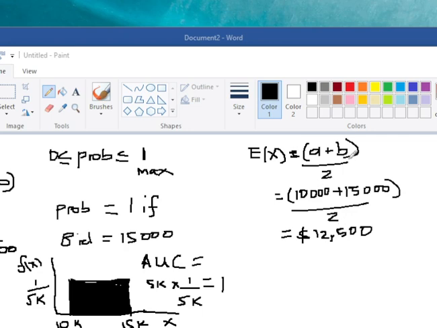12,500. A common mistake here is for students to pull out their calculator and type 10 plus 15 divided by 2, and so they're not dividing the entire numerator by 2, right? It needs to be summing up top first, then dividing everything by 2. So make sure that's how you're approaching this.